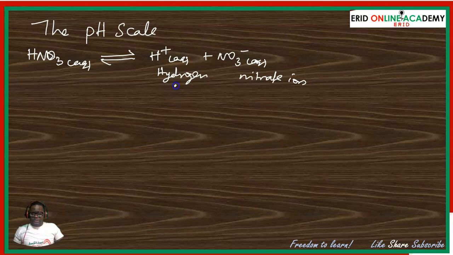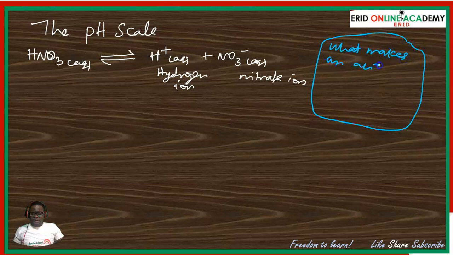Now, what makes this substance an acid is the fact that it donates a proton, or it produces hydrogen ion in solution. So let's make that a very important note here. What makes an acid is the fact that it produces hydrogen ion in solution.